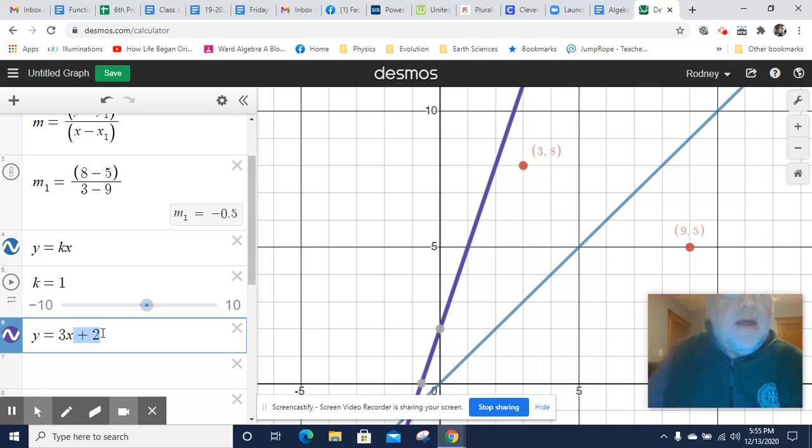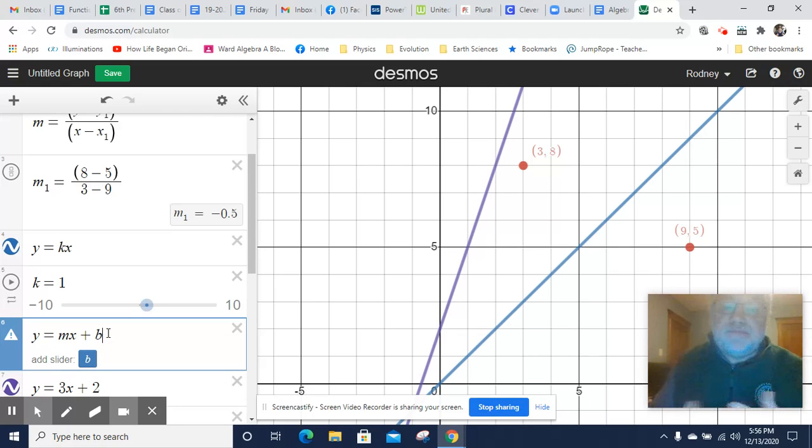Sorry, long day. At any rate, this is the slope-intercept form, and you'll usually see it in the form y equals mx plus b, like that. So y equals mx plus b, where m is the slope and b is the y-intercept.